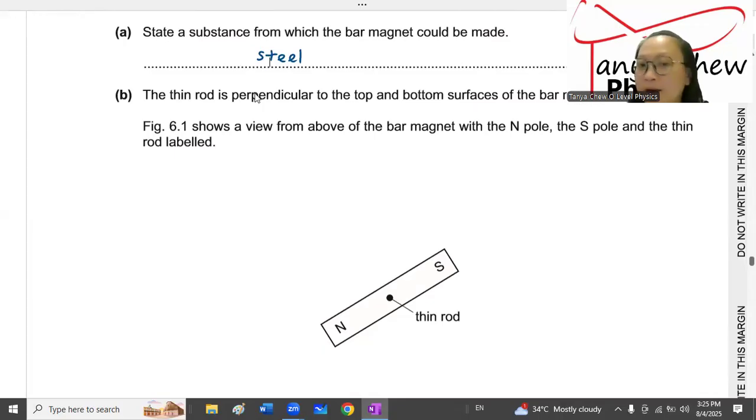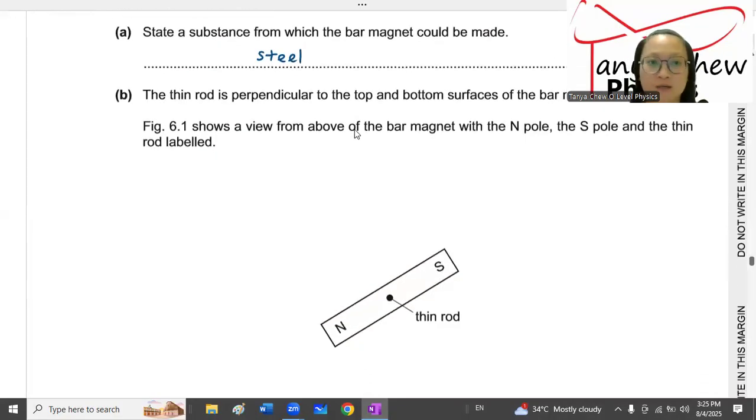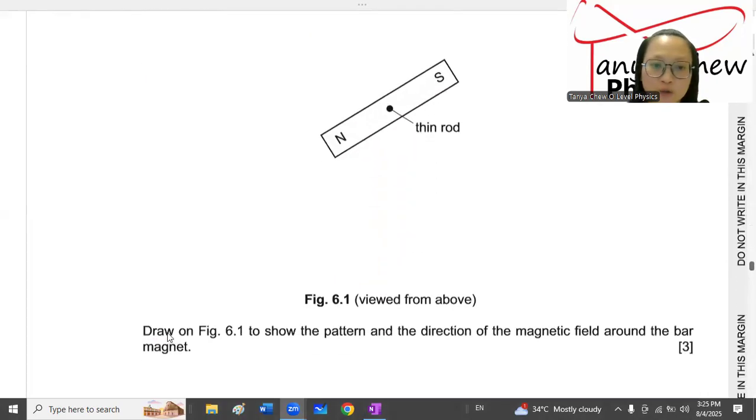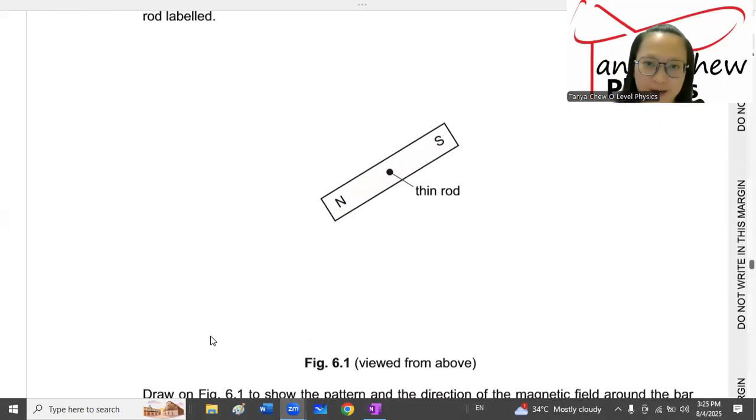The thin rod is perpendicular to the top and bottom surfaces of the bar magnet. Fig 6.1 shows a view from above the bar magnet with a north pole and the south pole and the thin rod labeled. Okay, so the question: draw on Fig 6.1 to show the pattern and the direction of the magnetic field around the bar magnet.